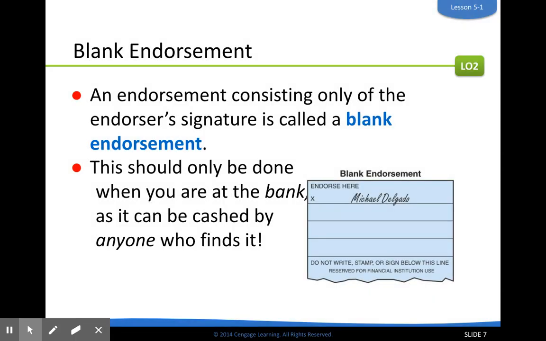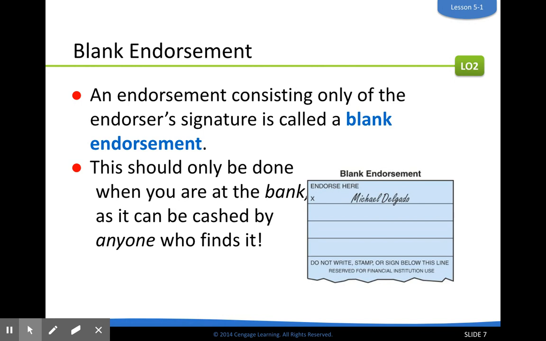The first endorsement is probably the most common, maybe something you've done yourself, a blank endorsement. You sign your name. If your name is on the front of the check, you sign your name on the back, and then that is as good as cash to you. That is why it is really important that you wait to do this until you're at the bank. When you get to the bank, then you sign your checks.